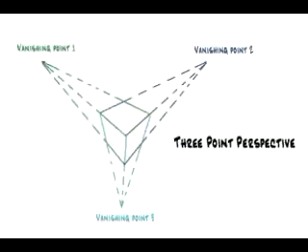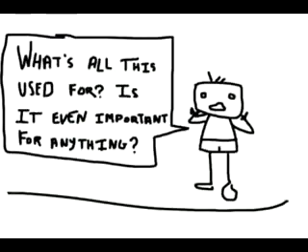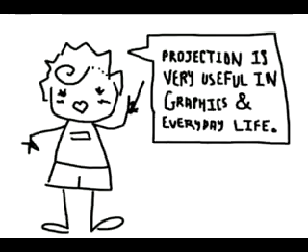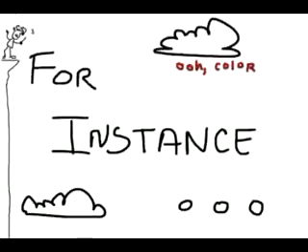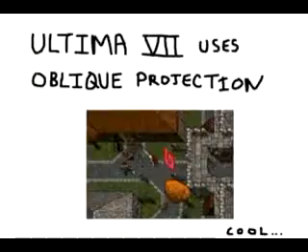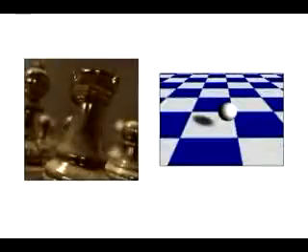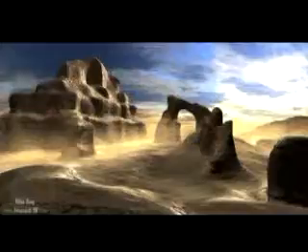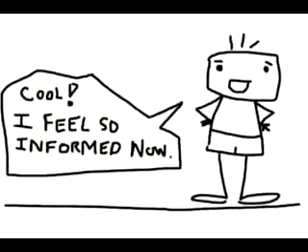Looks cool, doesn't it? What's all this used for? Is it even important for anything? Projection is very useful in graphics and everyday life. For instance, Ultima 7 uses oblique projection. Cool. Generally speaking, projection is a type of transformation that is often used to project 3D points on a 2D plane. We could use perspective projection to simulate the depth of objects and scenes. Cool, I feel so informed now.